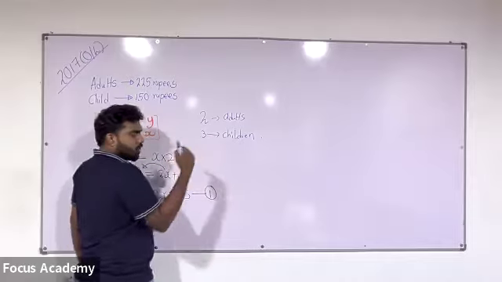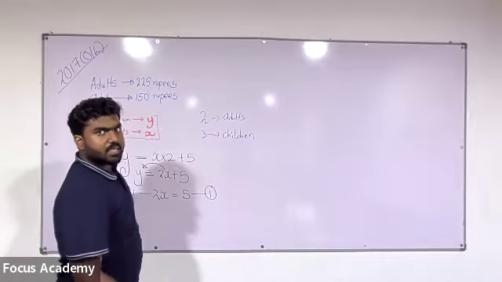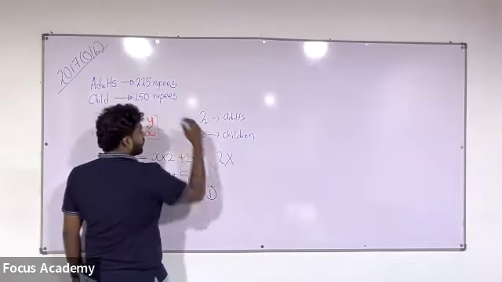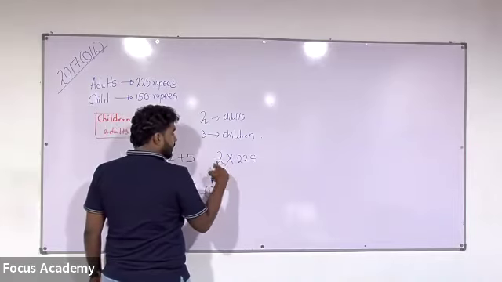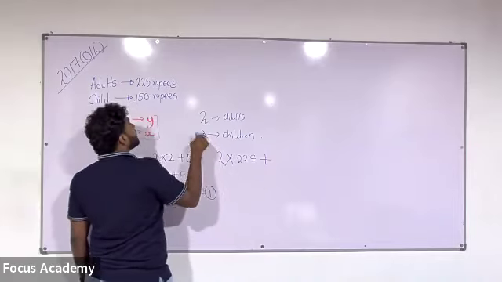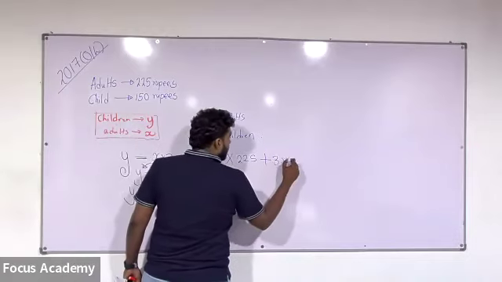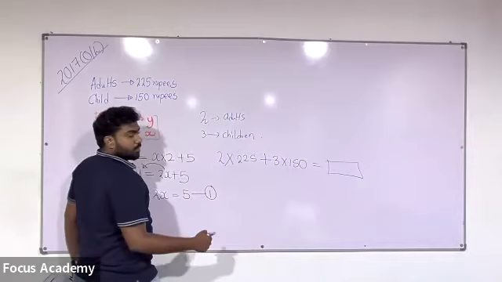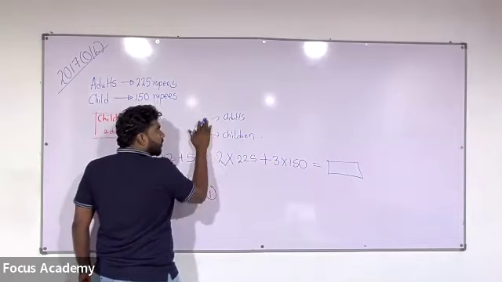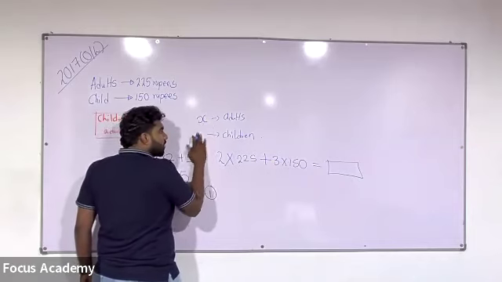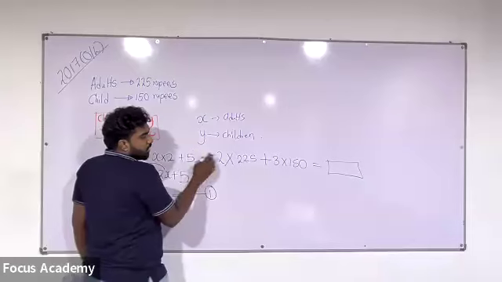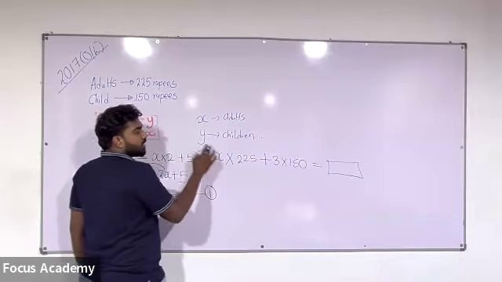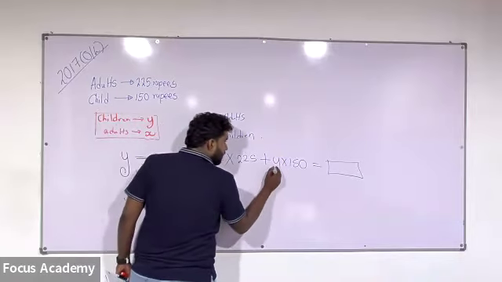If I ask you what is the total cost that you will give to the ticket counter to buy the tickets, how will you calculate? The adult's ticket is how much? 225. That means 225 into 2, plus I need to pay for the 3 children also, 3 into 150, is equal to the right answer. Now the number of adults here is x and the number of children is y.